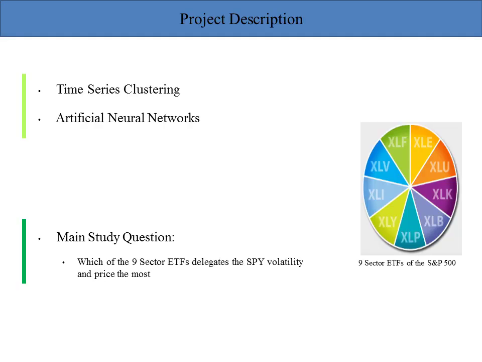So for our project, we are going to be studying the volatility as well as the normalized price graphs for the 9 sector ETFs that compose the S&P 500 index. On the right is an image that shows the 9 different ETFs that compose the SPY. We want to identify patterns in the volatility and normalized price graphs using two methods. The first method we will be using is a time series clustering method, and the second method will utilize artificial neural networks, which Pikaso will talk about.